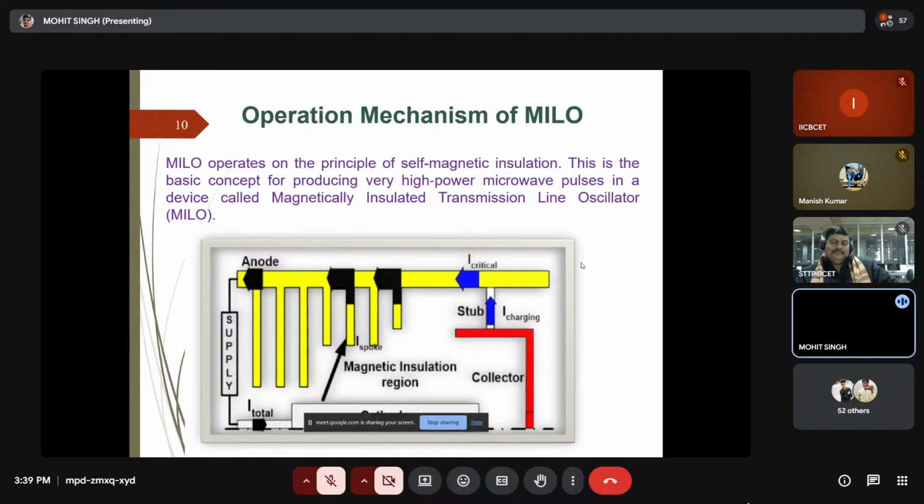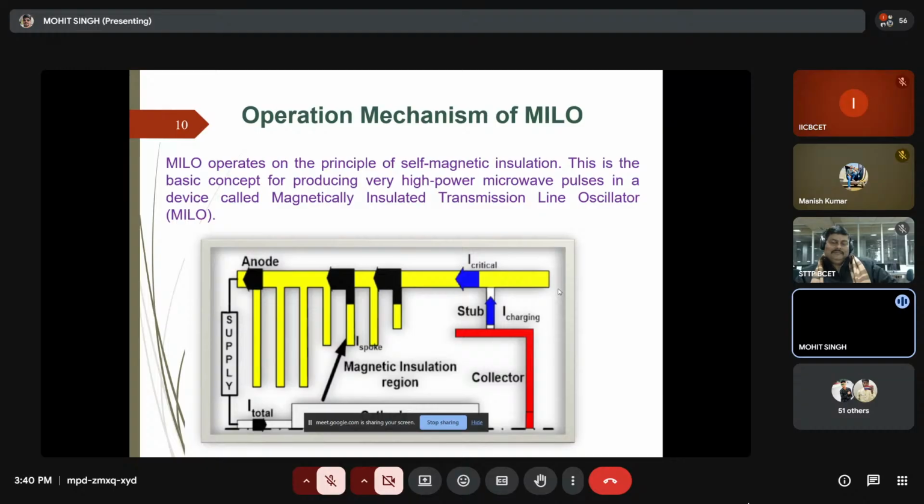I have discussed that MILO is a two conductor system. A smooth inner conductor is the cathode. The anode is the outer conductor which consists of periodically spaced cavities. I hope you people are clear with the cathode and anode. The smooth inner cylinder is the cathode, and the outer structure which has periodically spaced cavities is the anode.